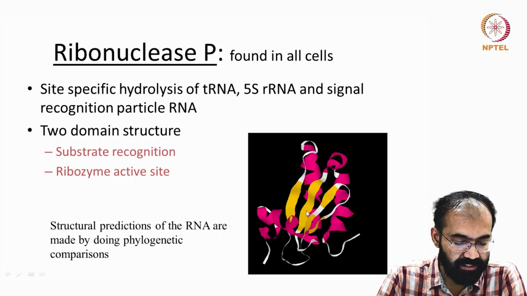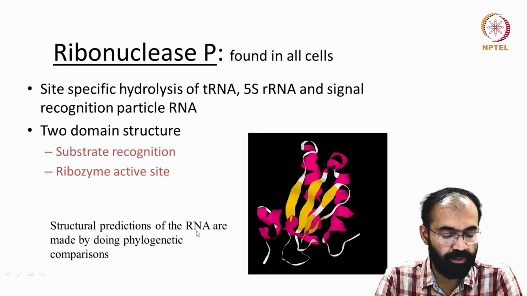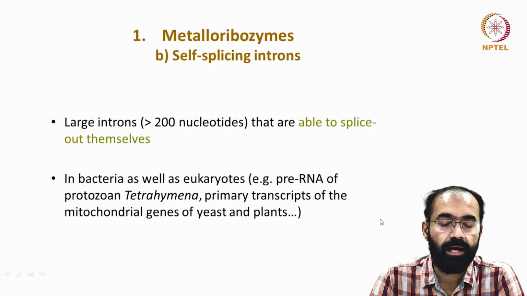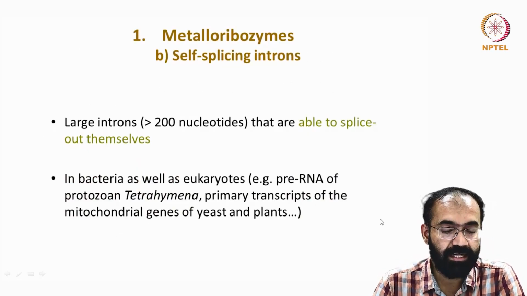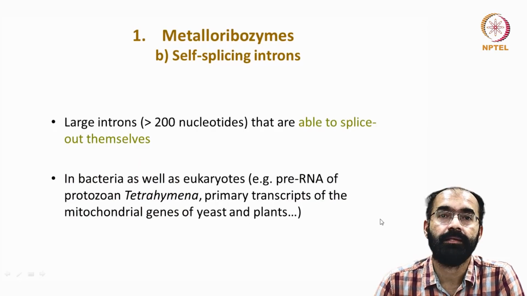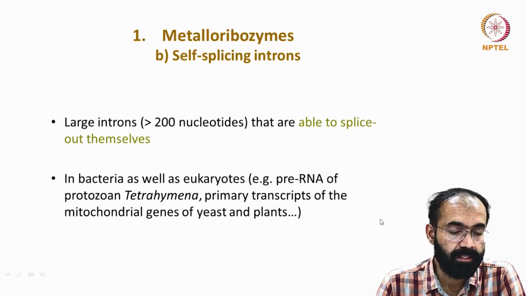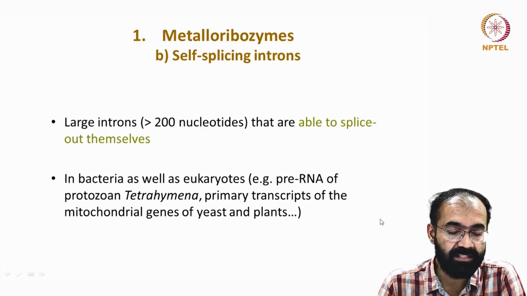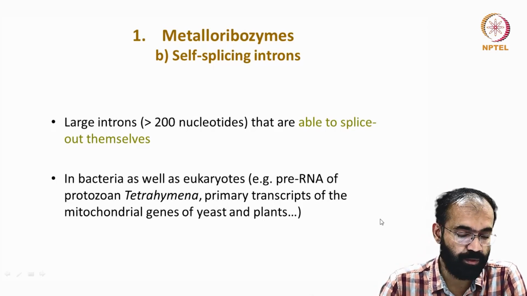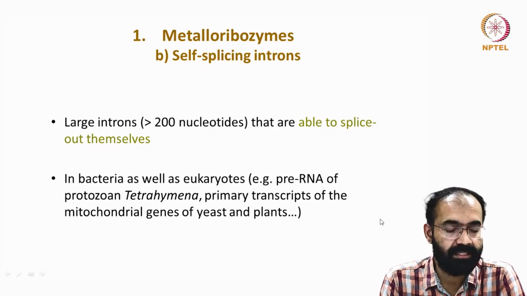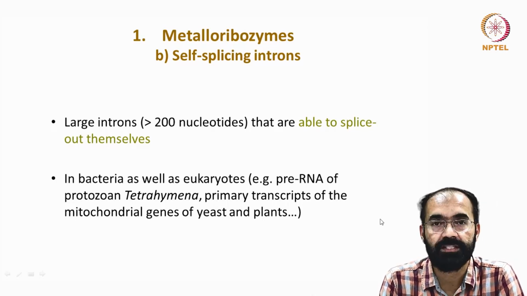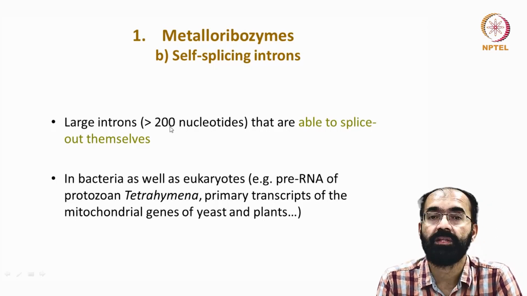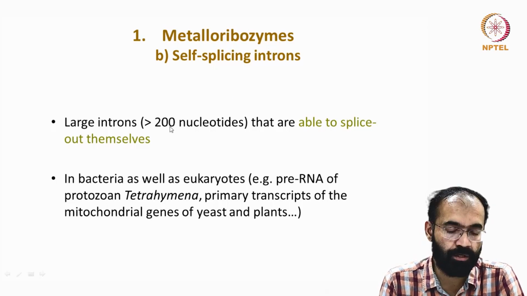The structural predictions of the RNA are made by doing phylogenetic comparisons. Now we are going on to the second group that falls under the metalloribozyme category. The first category was ribonuclease P, and the second one is self-splicing introns. Normally the self-splicing intron, which is a metalloribozyme, needs to have more than 200 nucleotides as the intron.